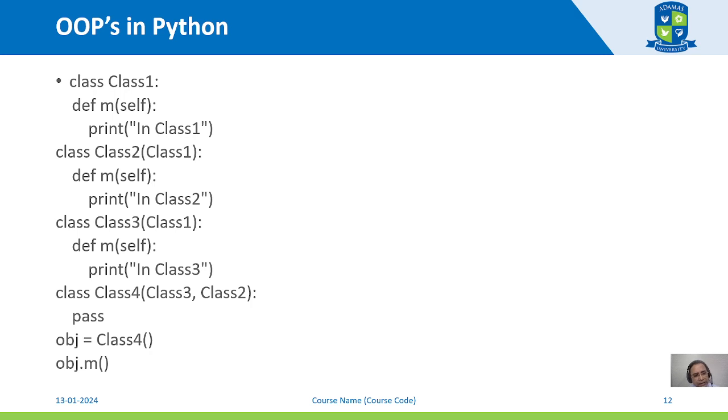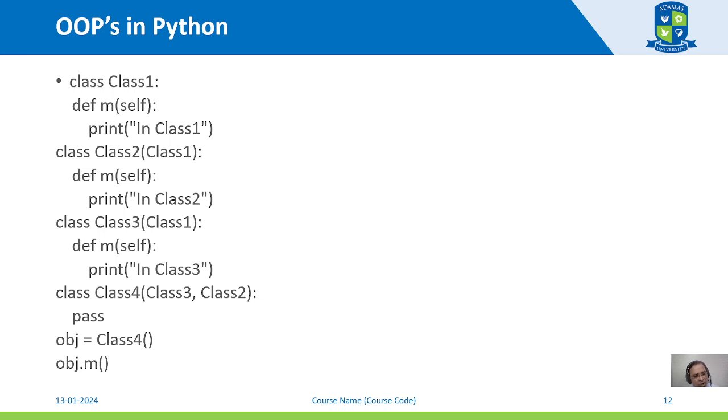and it is giving the multiple inheritance, means two classes are derived from a single class. Now again we have created another class called class 4, and here we have given class 3 comma class 2 within parenthesis. That means class 4 is created from both class 3 and class 2. So here we can see a single class is created from two classes.